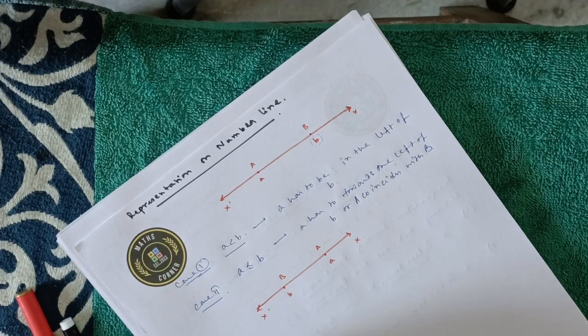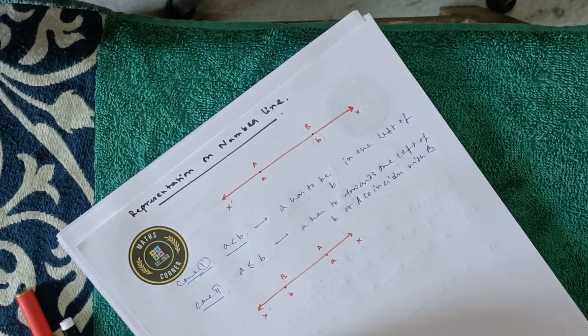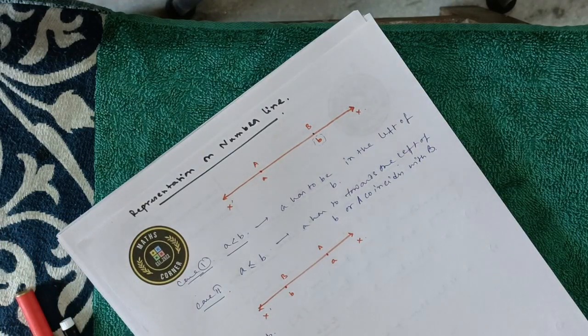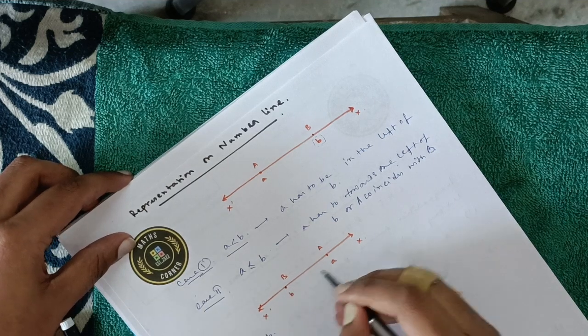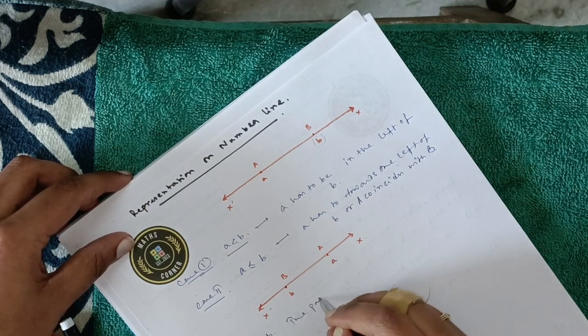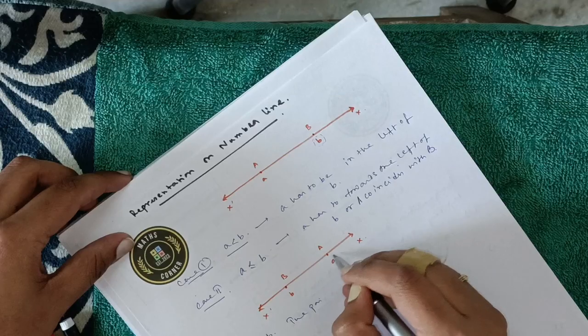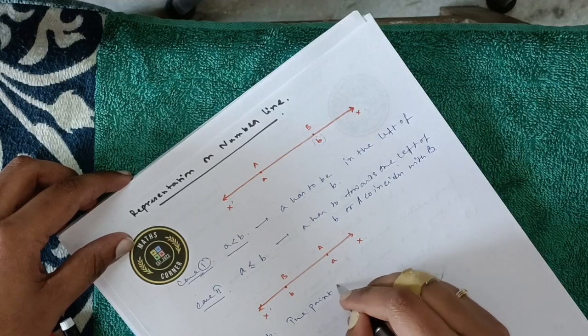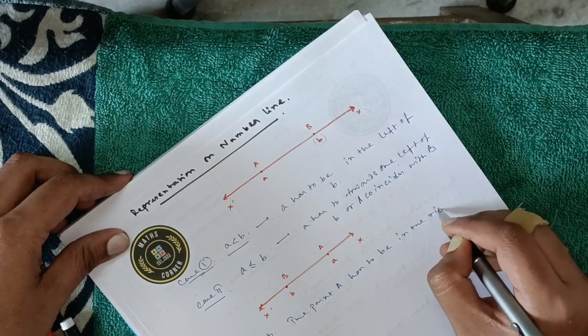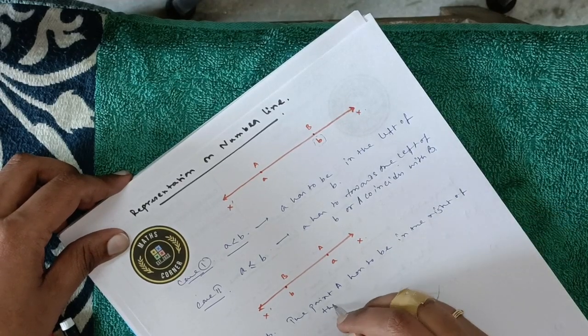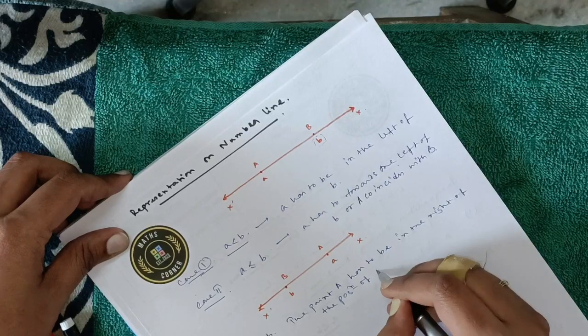So now, for case 3, A greater than B. What will happen? If and only if the point A is towards the right of B. A has to be in the right of B. You can take any point, this A or this A. The point A has to be in the right of the position of B.